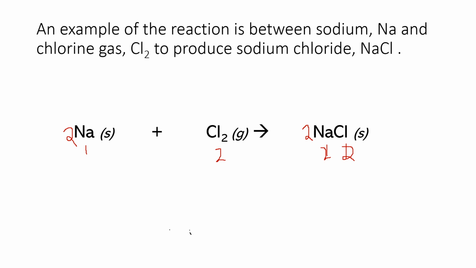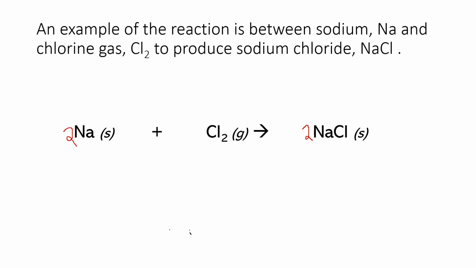So now sekarang dah ada 2 sodium. Okay, chlorine ada 2 kat sini. Dan 2 sodium, 2 chlorine lah. So dia dah balance. Okay, so the chemical equation is already balanced. So saya padam. Okay.